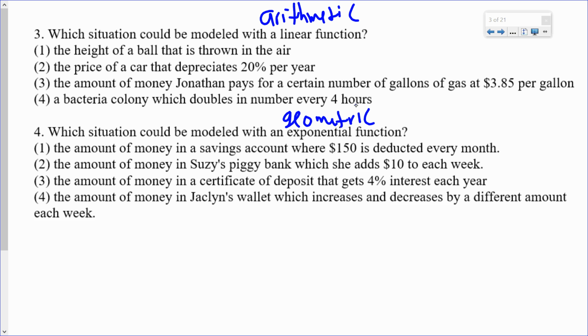So if something is linear or arithmetic, you are adding a common difference. You are adding a common amount. So the height of a ball that is thrown in the air, well, if a ball is thrown in the air, it goes up, then it comes back down. That is not linear. Linear will go in the same direction always. The price of a car that depreciates by 20% each year. No. Percents are exponential. And I'm going to kind of write that down. In fact, let's write that down here. Linear / arithmetic.